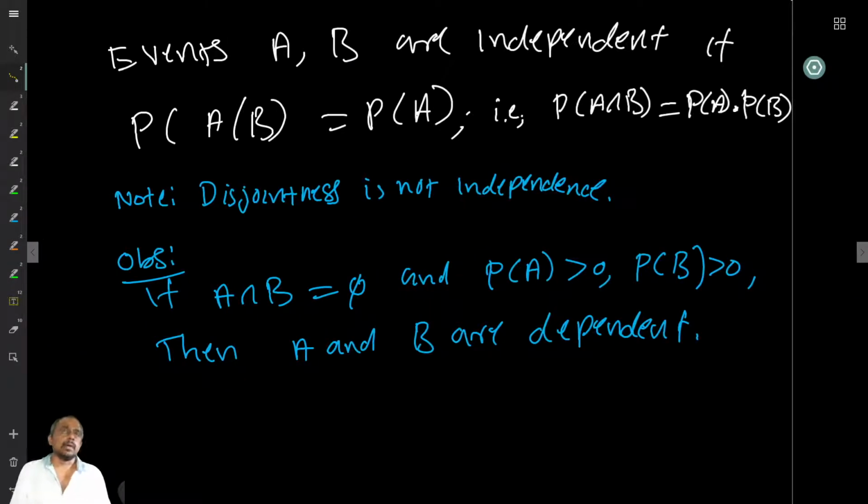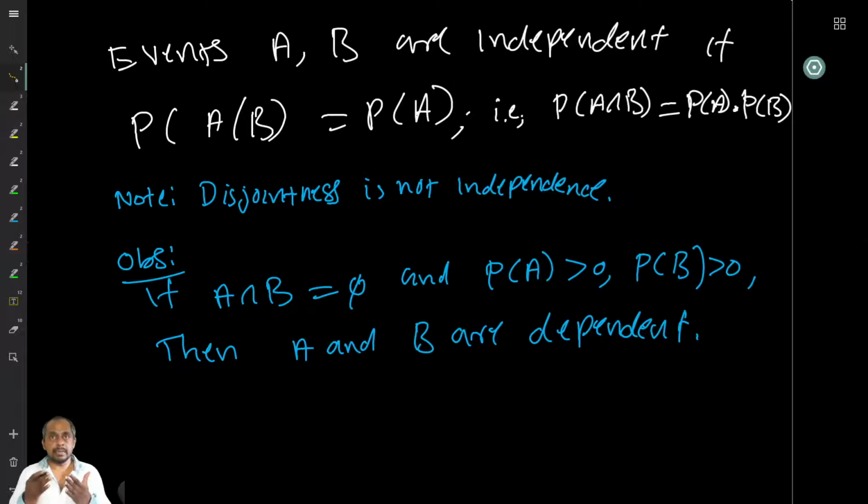Now, suppose two events A and B are there, then we say the events are independent if the occurrence of one does not affect the probability of the occurrence of the other, right? For example, what we want is that probability of A given B is equal to probability of A itself. Then the events are independent.